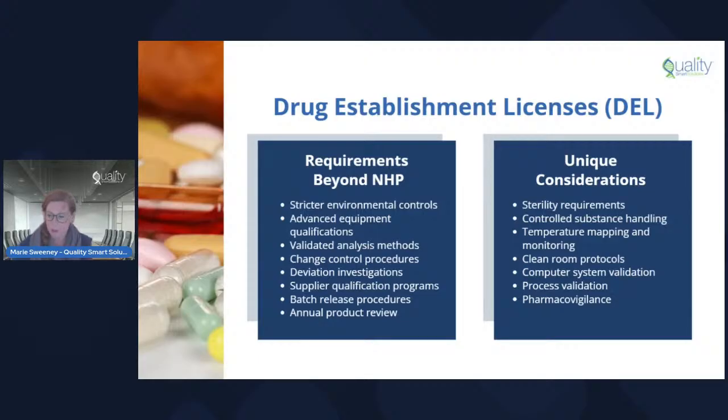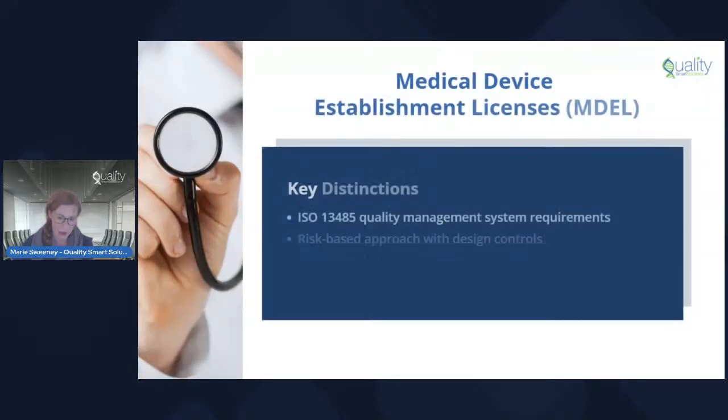And then there are also clean room protocol requirements. So the maintenance of classified manufacturing environments with qualified personnel, your computer system validation. Again, we have adherence to 21 CFR Part 11 for electronic records and signatures. You need to have validation processes in place employing prospective, concurrent, or retrospective validation approaches, and pharmacovigilance, which is the establishment of enhanced monitoring and reporting systems for any adverse events that may occur.